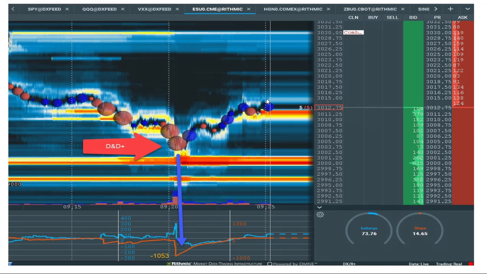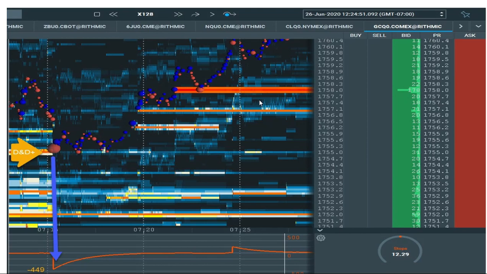Go to our next example here. This is gold. So we had, again, the Dumb and Dumber setup. D&D plus means it's a buy setup. And we had the stop run here, 449 contracts. Again, monster stops. A lot in gold is about 150. That's our threshold. So you're looking at 3 times that.